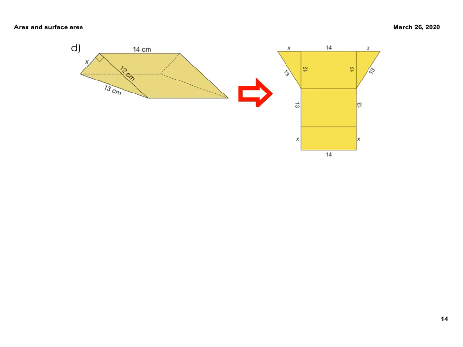All right, part D. Here's the triangular prism, here's the net, 3 rectangles and 2 triangles. But we also have a missing side.